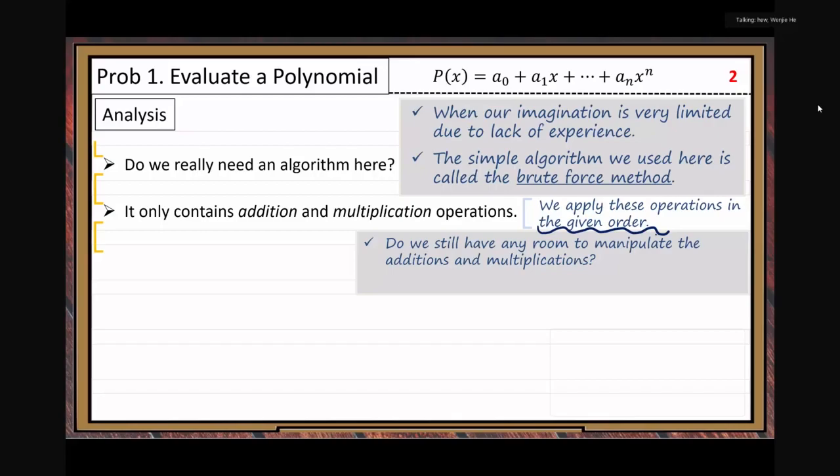The order, nobody knows. So what order do you use to evaluate a polynomial? Nobody knows that, only you know it. So you only need to make sure the final answer is correct. Then you can use any order you want. Here, we have a possibility: if we change the order of the additions and multiplications, maybe we can do better.